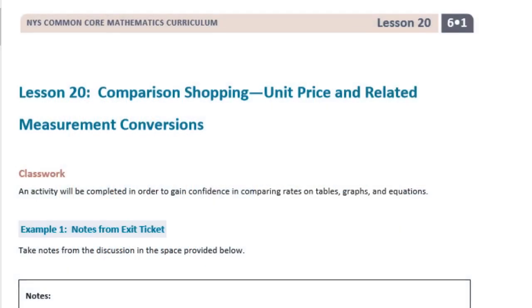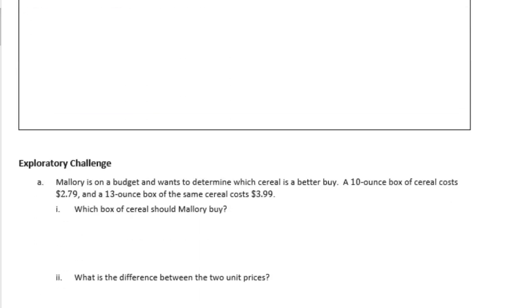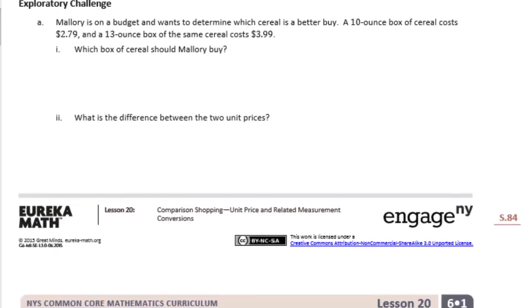6th grade, Module 1, Lesson 20, Classwork. Let's go down to the Exploratory challenge and look at A. Mallory is on a budget and wants to determine which cereal is a better buy. A 10-ounce box of cereal costs $2.79, and a 13-ounce box of the same cereal costs $3.99. Which box of cereal should Mallory buy?